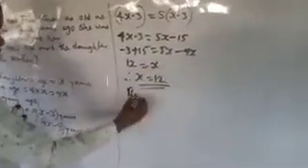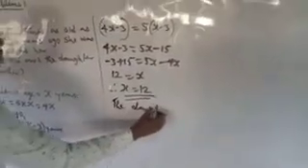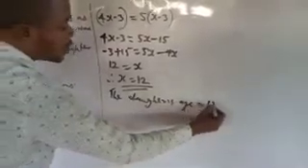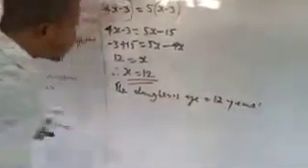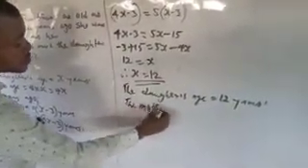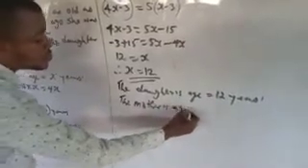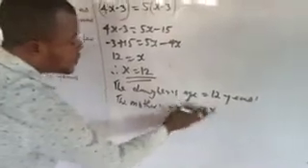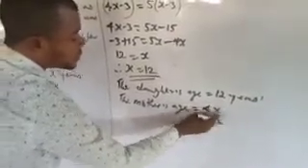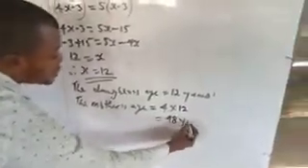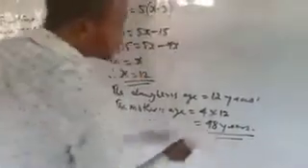So now if x is equal to 12, then what do you think the mother's age will be? The daughter's age now is 12 years. Then what is the mother's age? The mother's age will be equal to 4 times 12, that is 4x. 4 times 12 is going to give us 48 years. Now that is it.